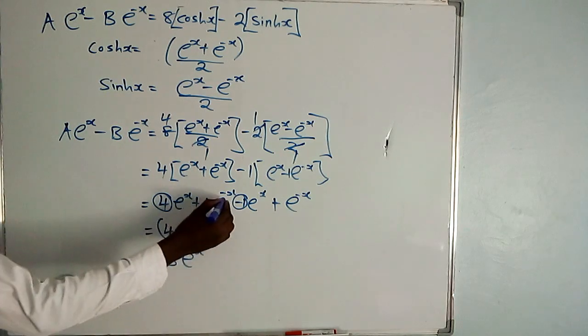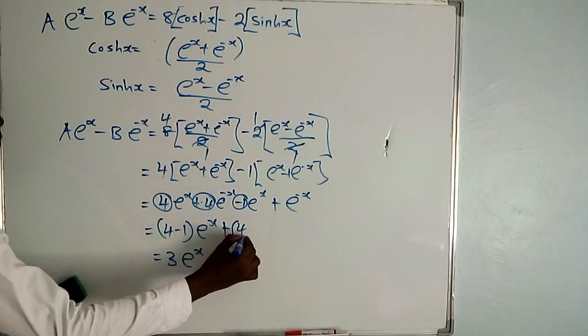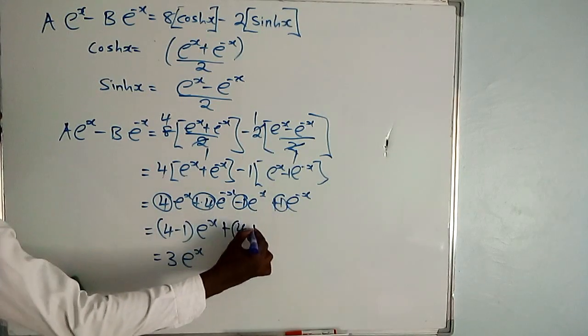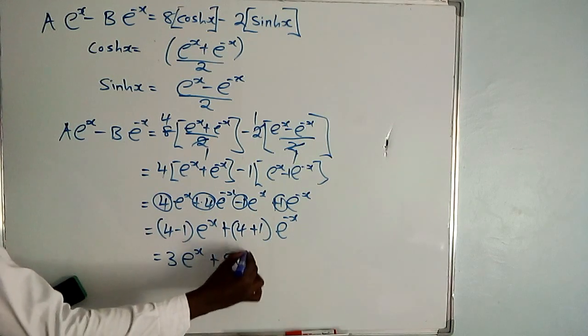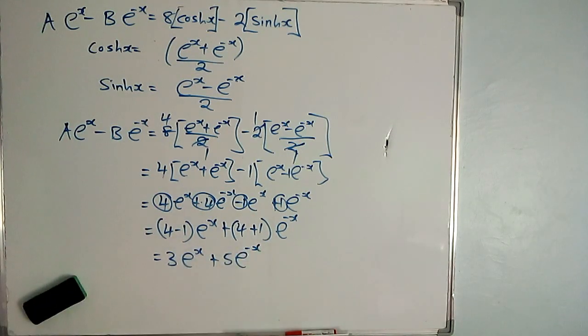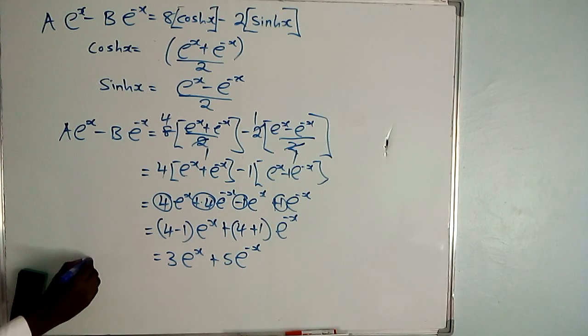Then you move to exponential negative x, positive 4 and positive 1. You get a total of positive 5, isn't it? So 5 exponential negative x, meaning 4 exponential negative x plus exponential negative x, you get 5 exponential negative x, isn't it?